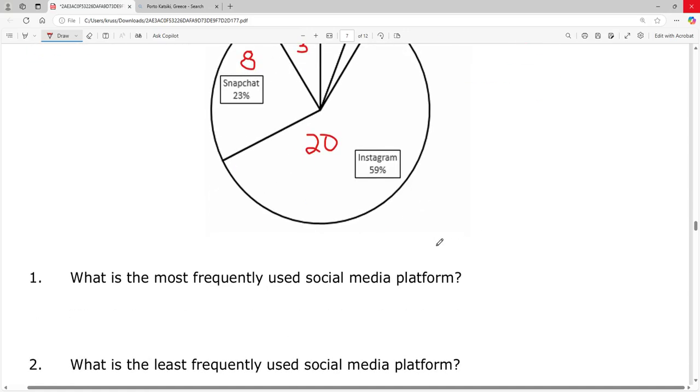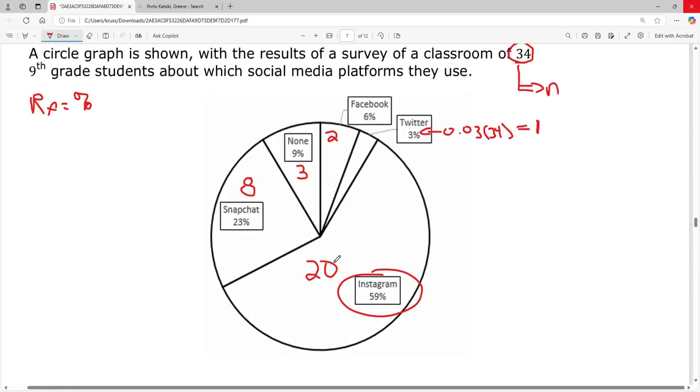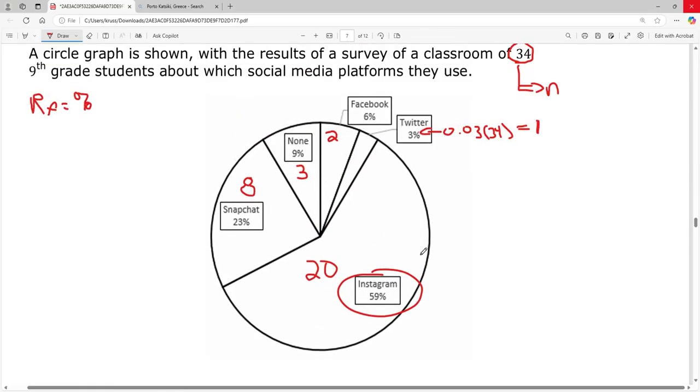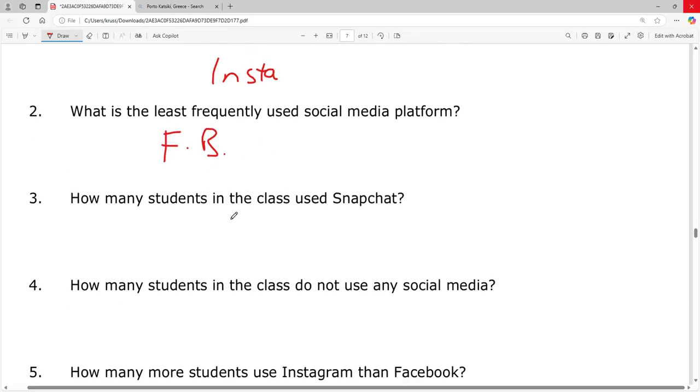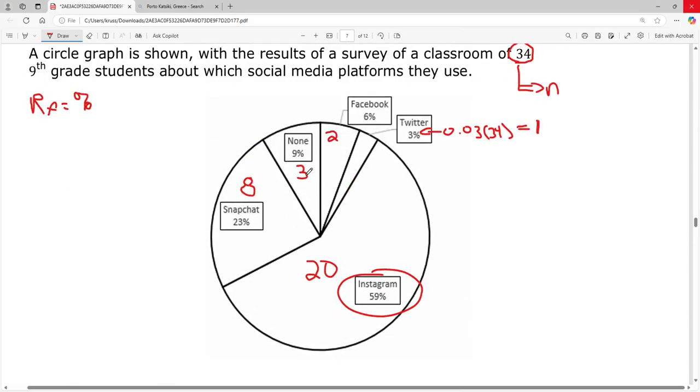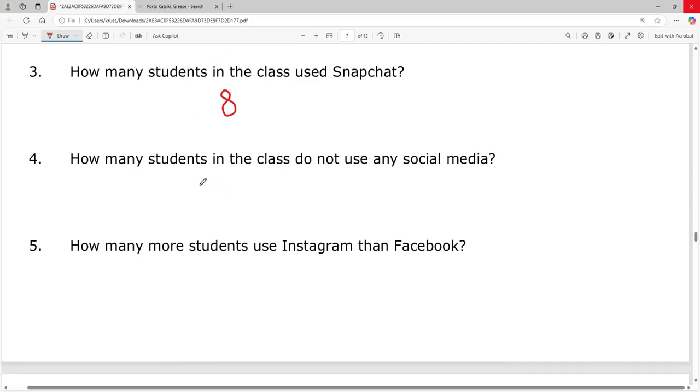So what is the most frequent? Instagram, of course, is the most frequently used, and the least frequently used is Facebook. It's only for us boomers. So Facebook. How many students use Snapchat? Well, Snapchat we already said was 8. How many students in the class did not use social media? That's none, 3. So 3.